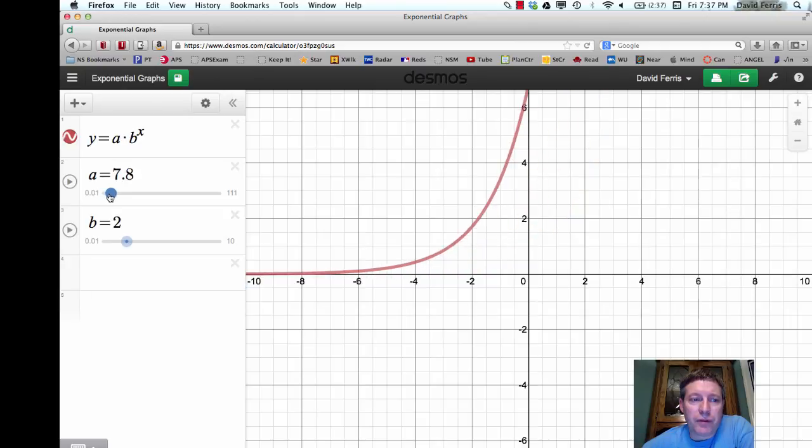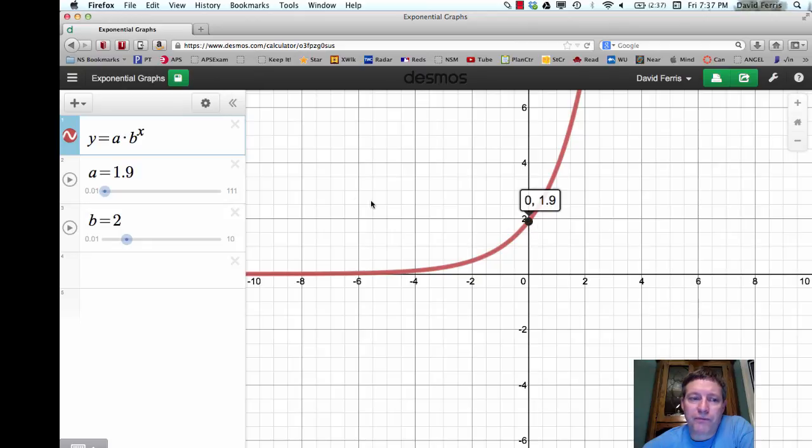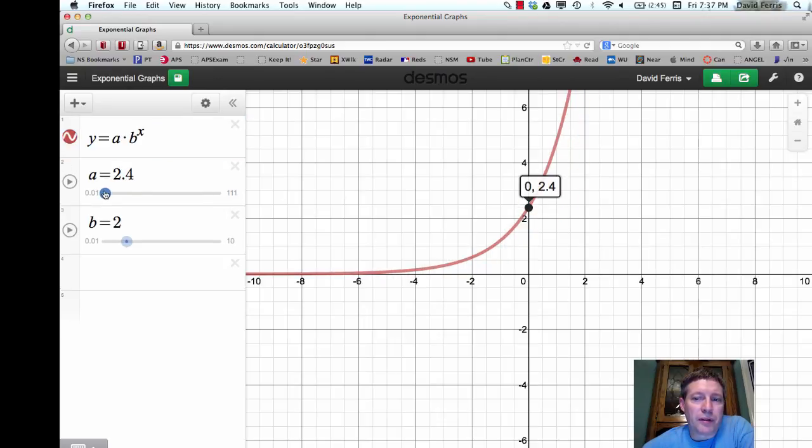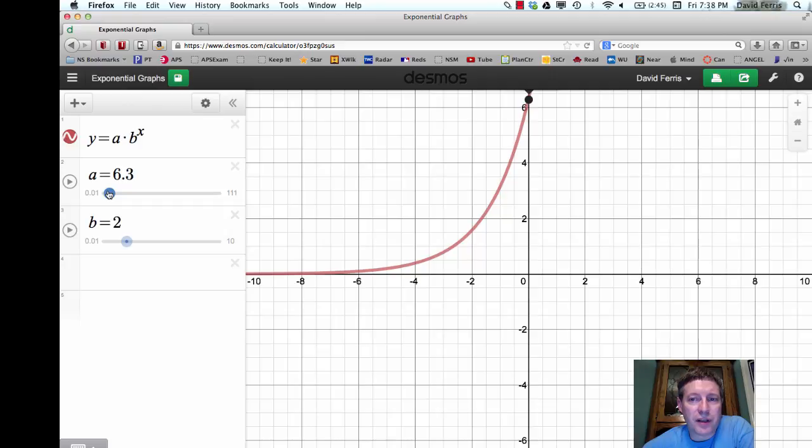You'll notice that if you drag a and make it bigger, then of course the y-intercept gets bigger and bigger. And we can verify that by actually clicking on here and having it give us this point value. And you'll notice that that matches up. If a is 1.9, then the y-intercept is 1.9. And if we drag it a little bit bigger, if a is 2.4, you'll notice that the y-intercept is 2.4. So I believe it's pretty safe to say that the y-intercept value on a graph will always be the a number in the exponential function.